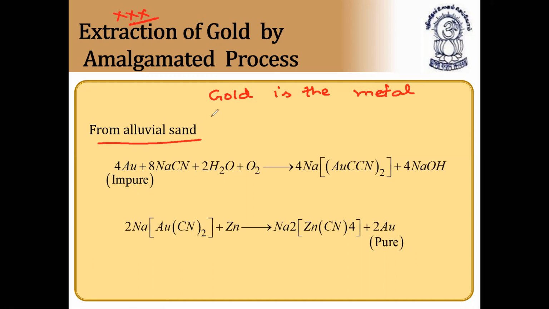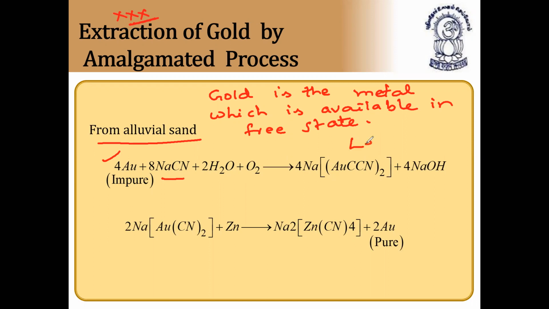which is obtained in the free state. Gold is a metal which is available in the free state, that is impure gold, because it is mixed with earthy impurities. So impure gold on reaction with sodium cyanide, this process is again called leaching. So extraction of gold can be done by leaching.